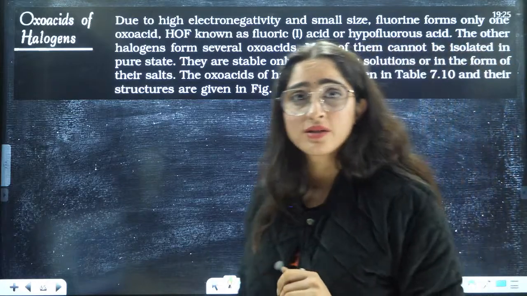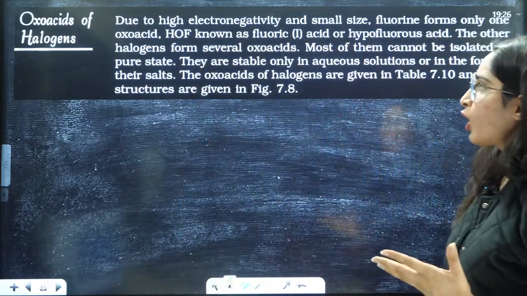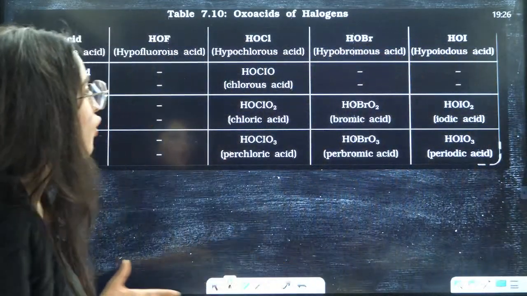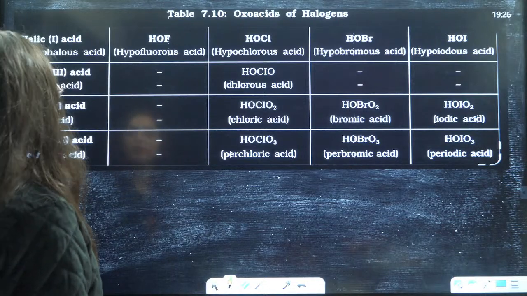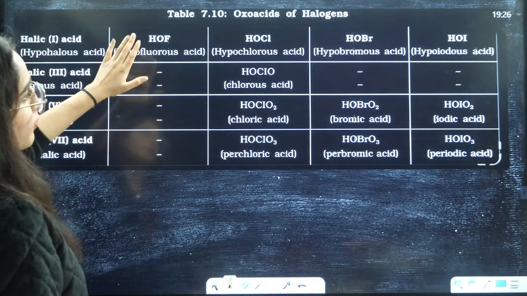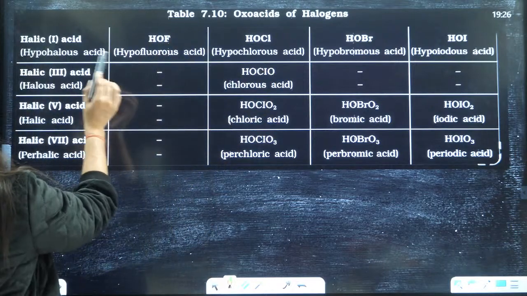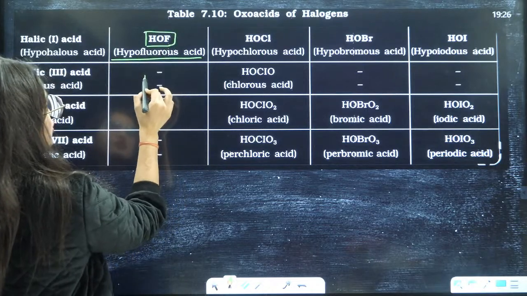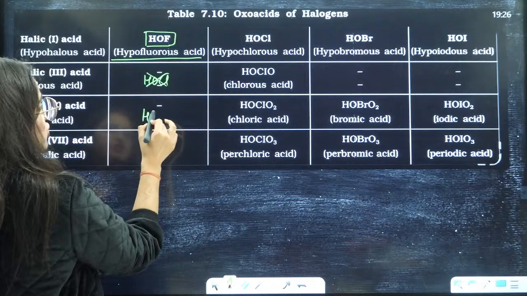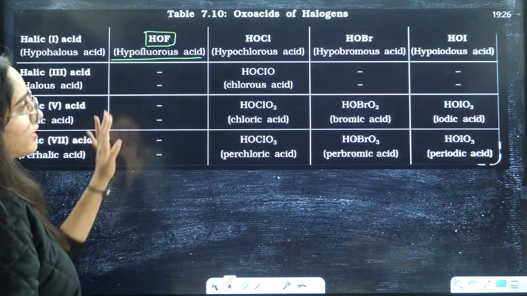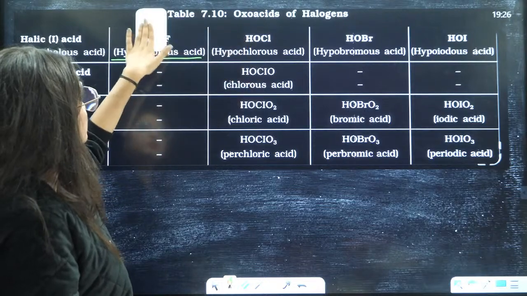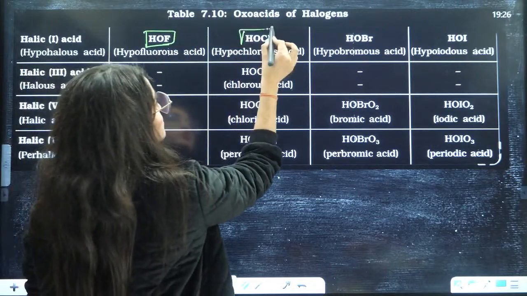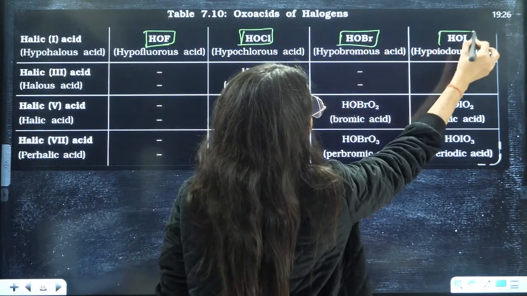Then you have oxoacids of halogen. If you talk about the oxoacids of halogen, what is important? The structures; the preparation is not important. Fluorine, chlorine, bromine, iodine: fluorine forms hypofluorous acid, that is HOF. Then you have HOCl, then HOBr, then HOI.